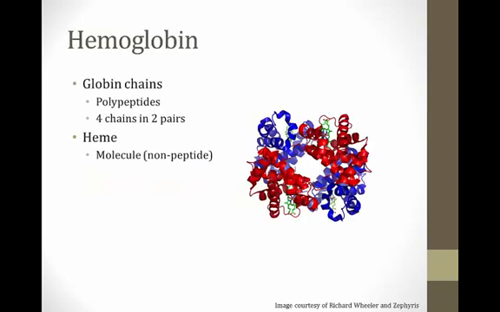Hemoglobin is a very important component of red blood cells. It's what carries oxygen, and it's a complex structure made up of two important elements. The first element are the globin chains. These are polypeptides, and most hemoglobin molecules have four chains in two pairs.